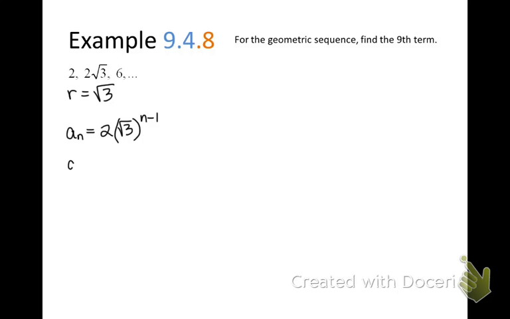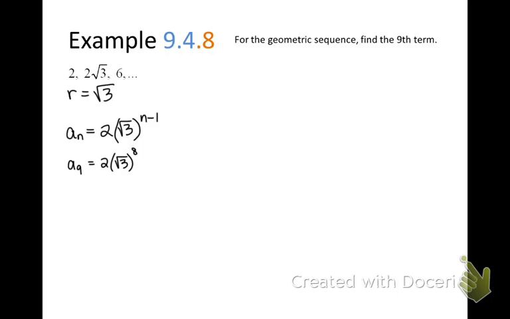So if I'm going to find a sub 9 using this, that's going to be 2 times the square root of 3 to the 9th. Now some of you are probably like, ugh, I don't want to do the square root of 3 to the 9th. It's really not too bad. Oh, yes, thank you. To the 8th because of the n minus 1, and I forgot about that for a second, right? So 9 minus 1 is 8.